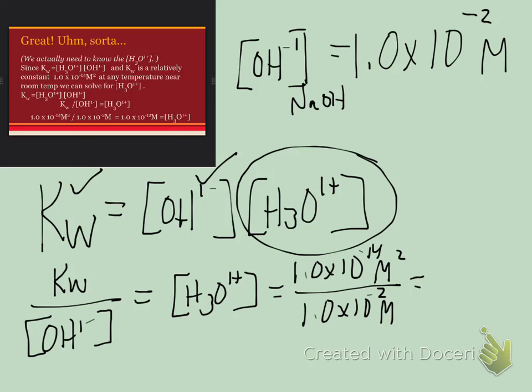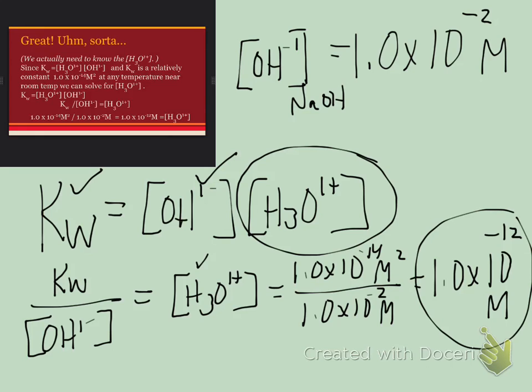Okay, so we've rearranged to solve for hydronium concentration. We divide Kw by the concentration of hydroxide ions, and what do we get? 1.0 times 10 to the negative 12th. What are the units? Just molar, moles per liter. And so this number is equal to our concentration of hydronium ions. Awesome! Now what?